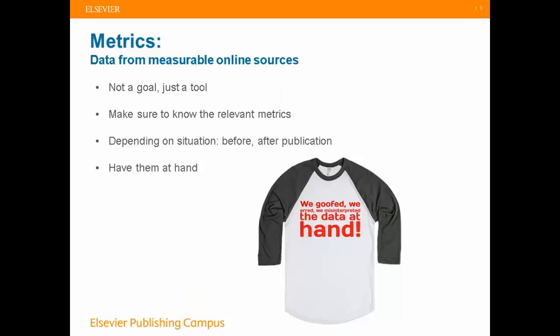Metrics essentially are data from measurable online sources. But we always have to realize they're not a goal, they're just a tool. We have to make sure that you know the relevant metrics, because there are so many metrics around these days that you have to find your way in seeing what are the relevant metrics for me as a researcher. And that's also depending on the situation, because sometimes you are in the process before publication of an article, and then you should look at different metrics than you would do after publication of your article. And I will go into details in a minute. Always make sure that if you want to use these metrics, do have them at hand, because if they're not available, what can you do with them?